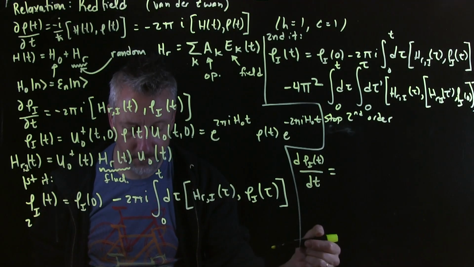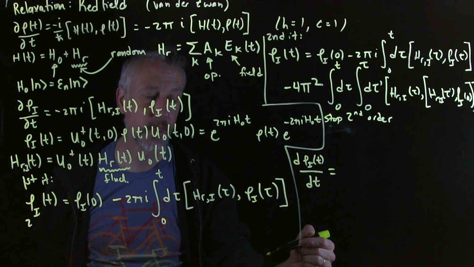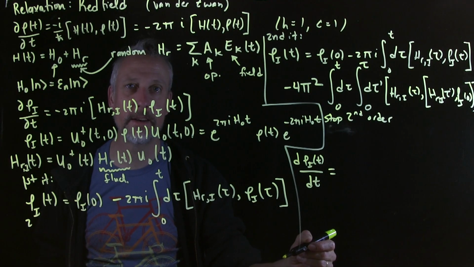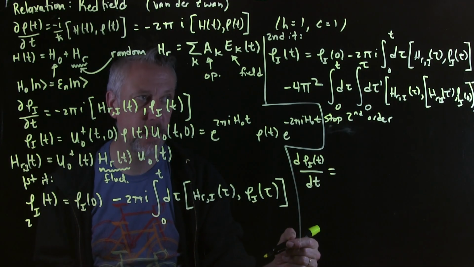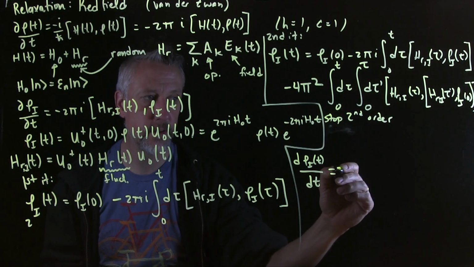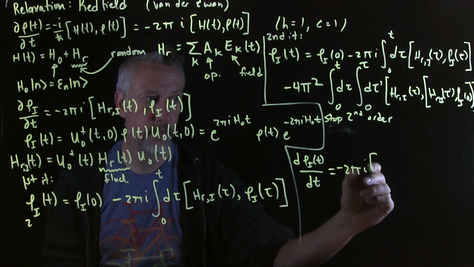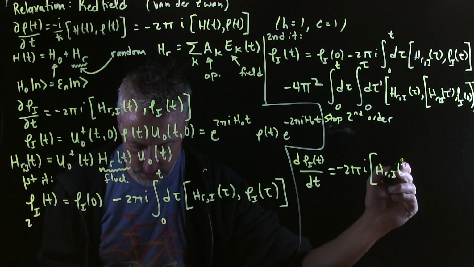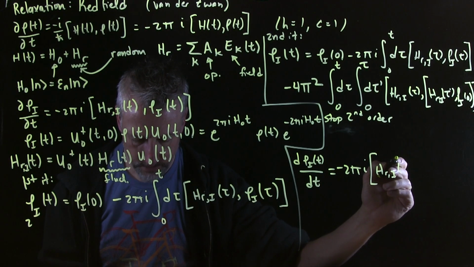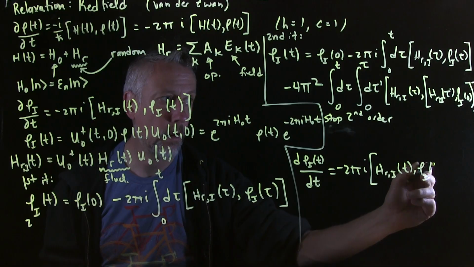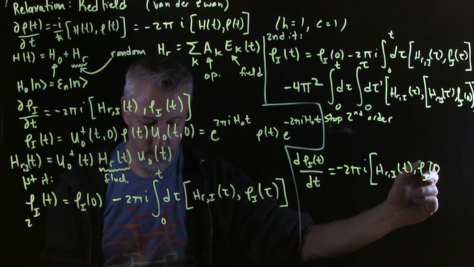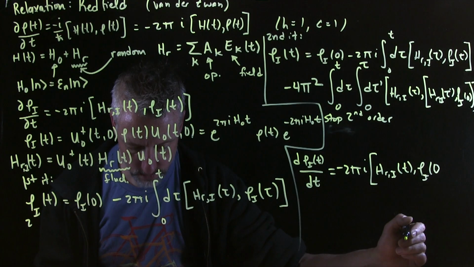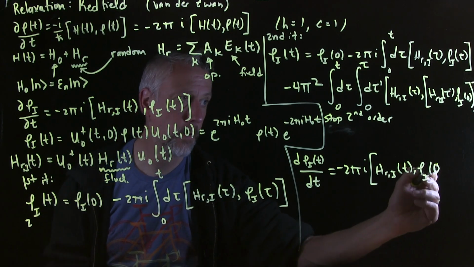All right, so what happens when we do that? Obviously, this first term goes away. There's nothing there. And we're left with basically doing kind of the anti-integral. Sometimes they call the integral like an antiderivative. We have an anti-integral now. So by taking the time derivative, we kind of undo our integration. So we'll have minus 2 pi i times H_R^I of t, rho I of 0. That's what's in there.